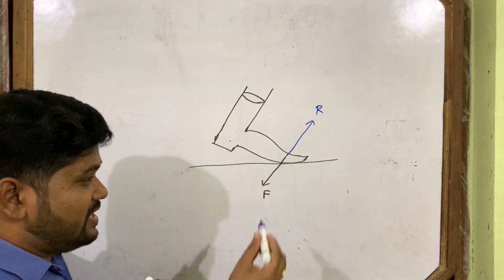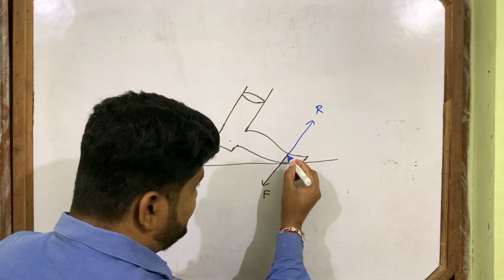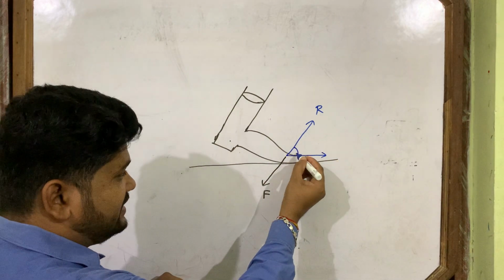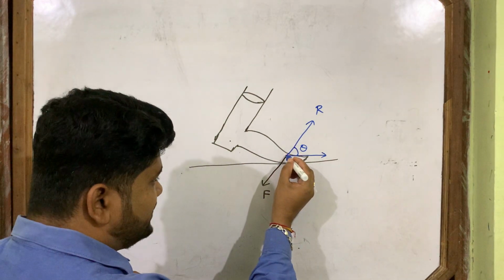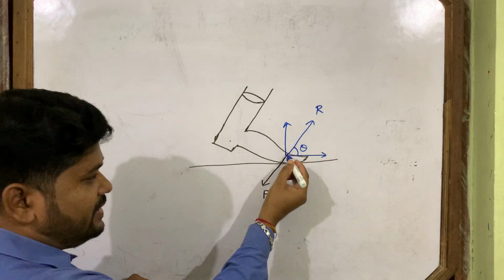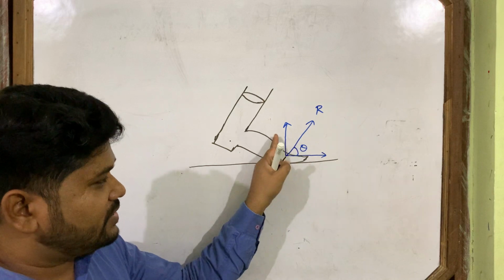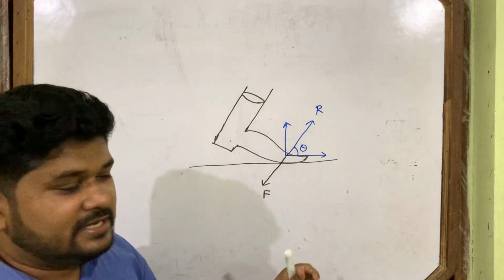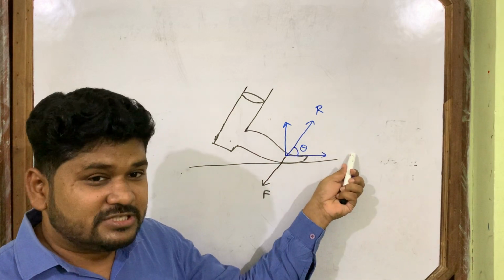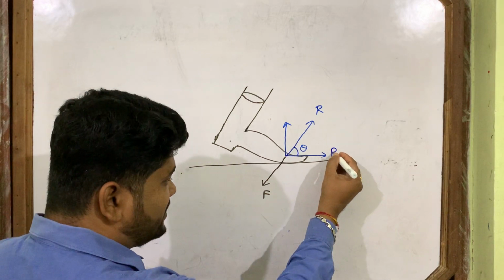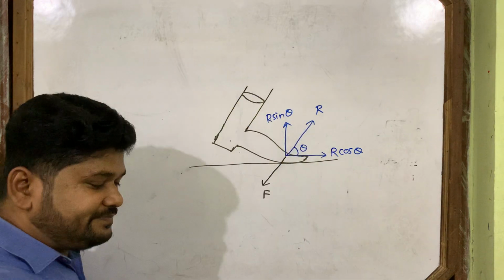Now you see the practical situation: how I will divide it into two components as per my requirement. I need one component to this side, making an angle theta. Then the other component will be perpendicular to this one. So this R vector I divide into two components which are perpendicular to each other. Then, as I have told you, the side to which theta is in contact is cos, and the side to which it is not in contact is sine.